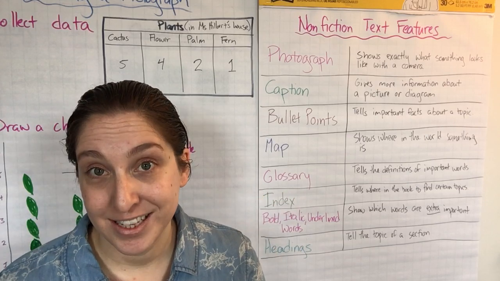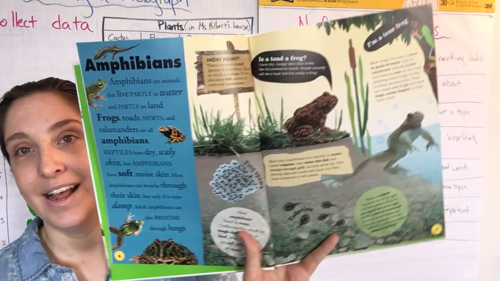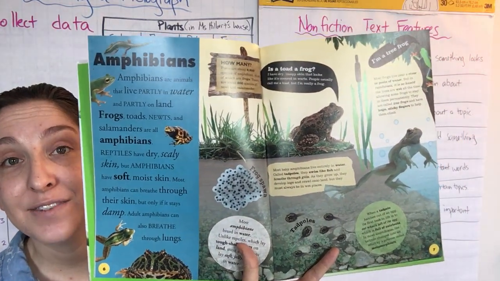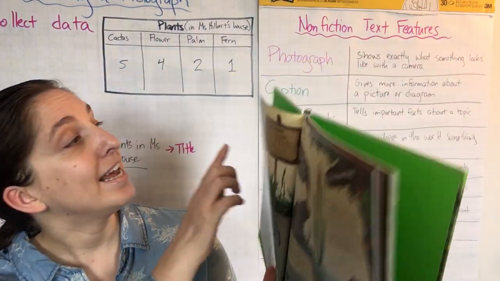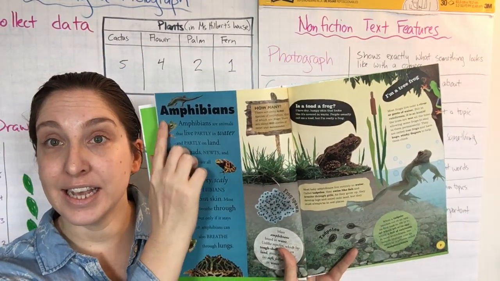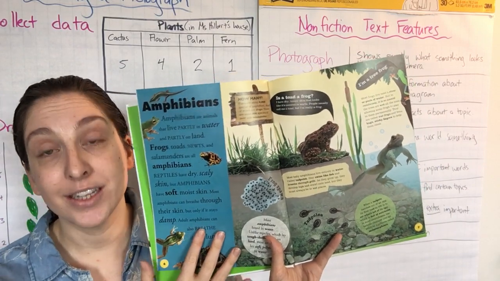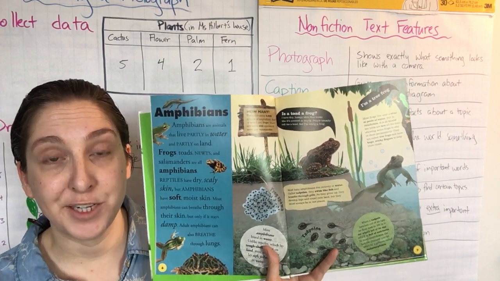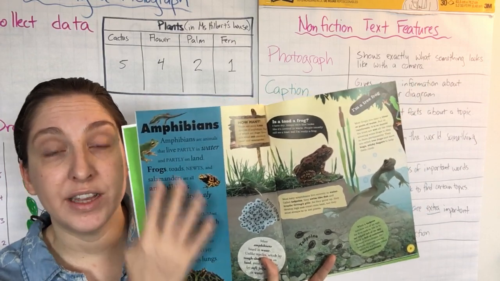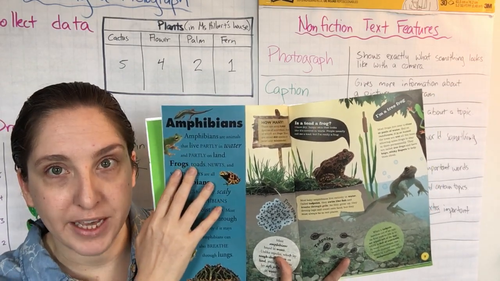All right, let's look at these pages here. Now, there's tons of text features on these pages of our frog book. First, I see a heading. It says amphibians. That tells me that this block of text here is going to teach me about amphibians. I don't know what it's going to teach me about amphibians. I'd have to read the text to find that out. But I know it must be something about amphibians.